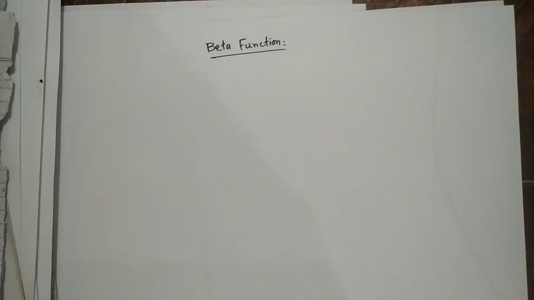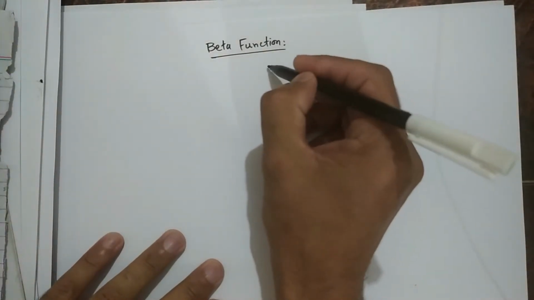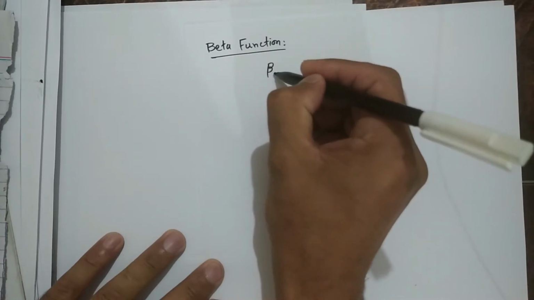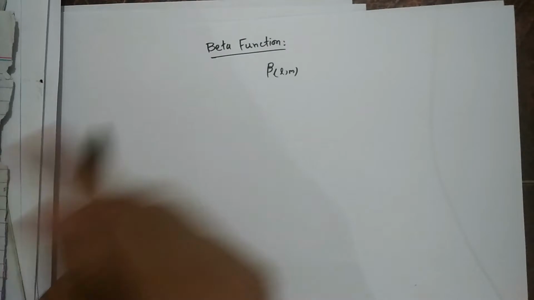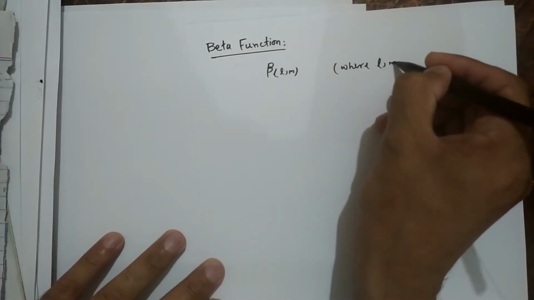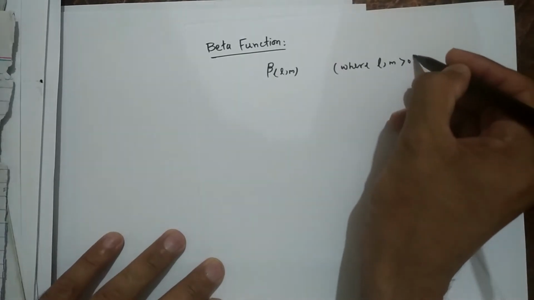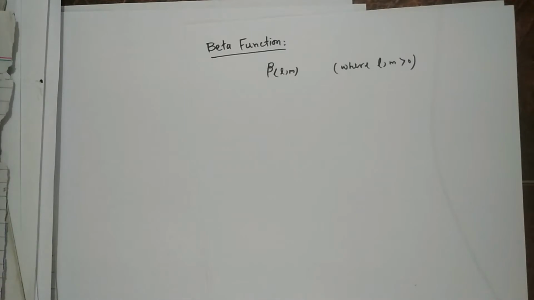Hello students, today our lecture is beta function. So what is beta function? Beta function is usually represented by the symbol beta(L, M), where L and M are greater than 0, and it is defined by the definite integral.